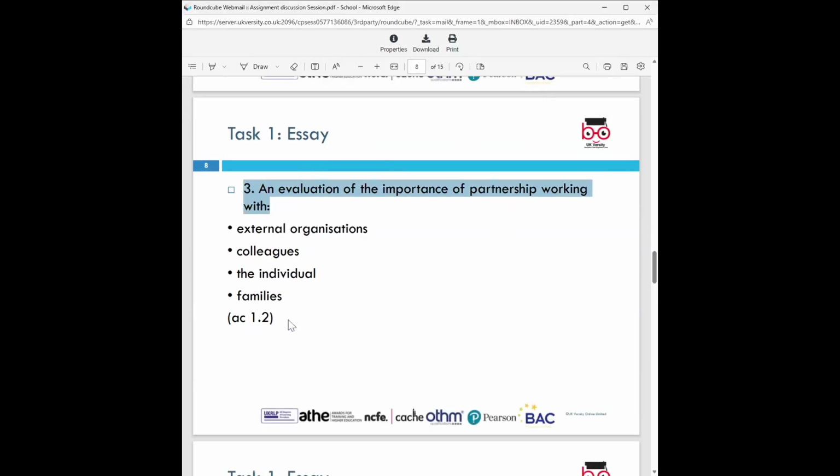Okay? Okay. So when we looked at the assignment, it was looking at AC 1.2. We're looking at the importance of working with external organization, colleagues, and the individual and families, okay? Right, okay. So this is all part of task 1.